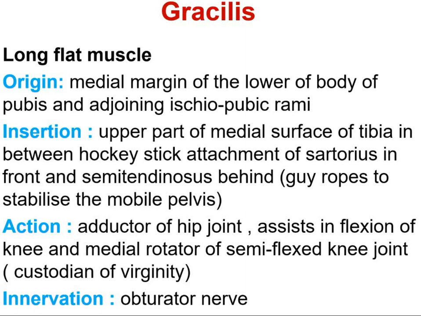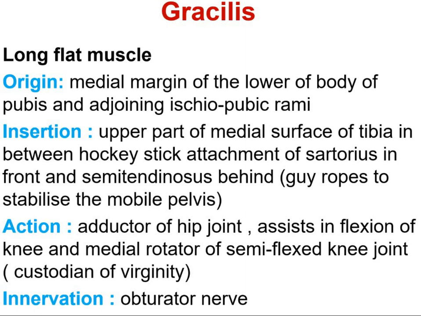So this is known as guy rope muscles to stabilize the mobile pelvis. Okay, I told you that it is like a parachute. So the three springs are coming from different directions. That is sartorius from the anterior compartment, your gracilis from the medial compartment, and semitendinosus from the posterior compartment, and they are getting attached or inserted on one particular point, that is your upper part of medial aspect of tibia. So this is known as guy rope muscles and they stabilize the mobile pelvis.